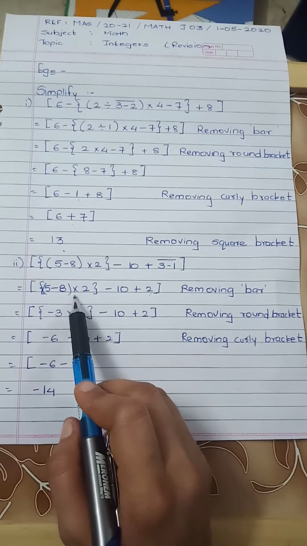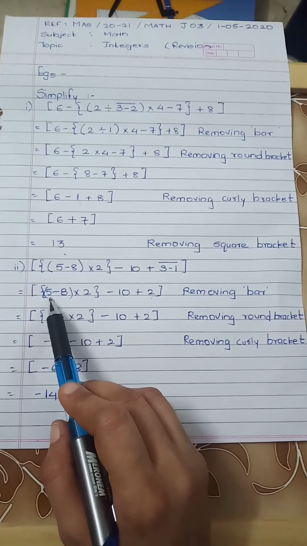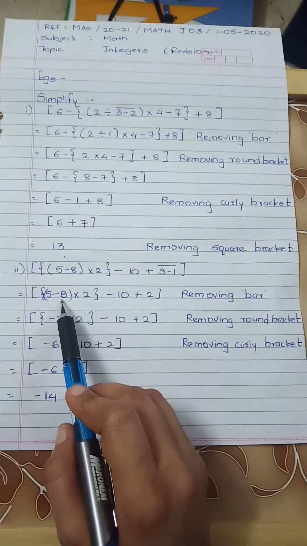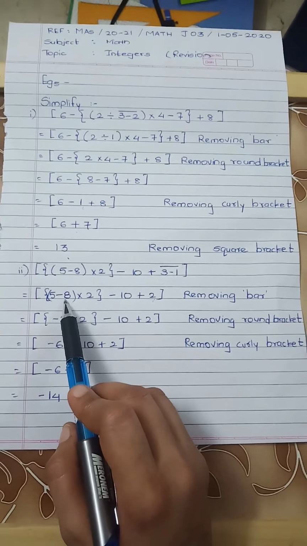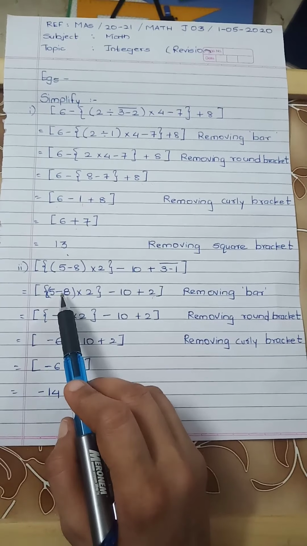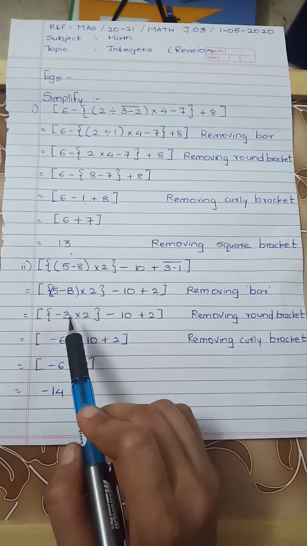Okay, the round bracket over here. The round bracket has 5 minus 8. Now what do you get when you do this? 5 minus 8 is minus 3, sign of the greater number. Okay, you really need to be very careful with the signs. Okay, with the greater number signs. So if you do 5 minus 8, it will be minus 3.